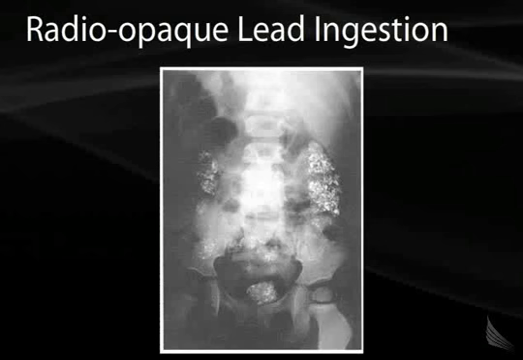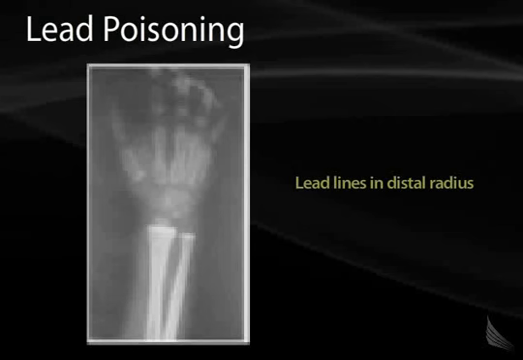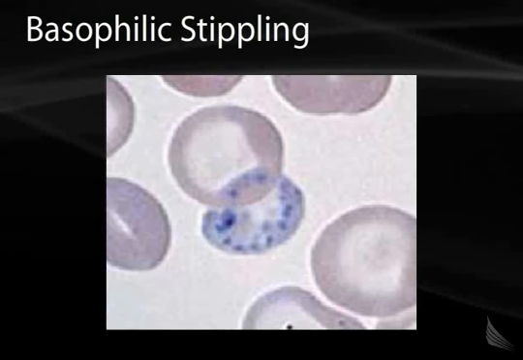This is an example of a patient that ingested paint chips, and you can see the paint chips as radio-opaque marks in the digestive tract. Lead poisoning can also cause lead lines to form, and you can see the lead lines here in the distal radius and the ulna. And this is because of fast uptake of lead in that area. And this is an example of basophilic stippling in an erythrocyte, the blue dots that represent damage to the erythrocyte because of defective heme synthesis.